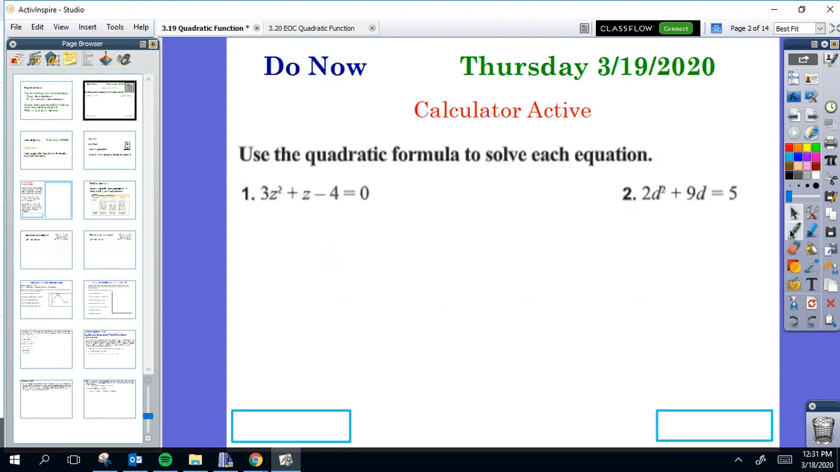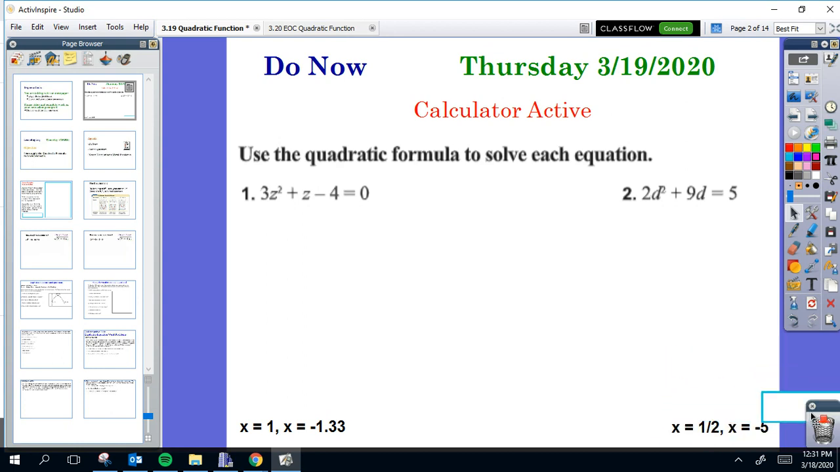All right, so getting started on our do now, I want you guys to use the quadratic formula to solve each of these equations. So go ahead and pause the video and do that. All right, and when you do that, you should have gotten these as your answers. 1 and negative 1.33 for the first one. For the second one, you got 1/2 and negative 5. I'll do the first one so that we can see and double check our work.